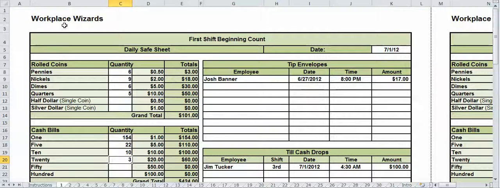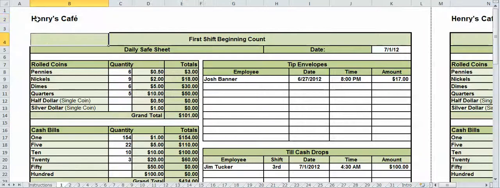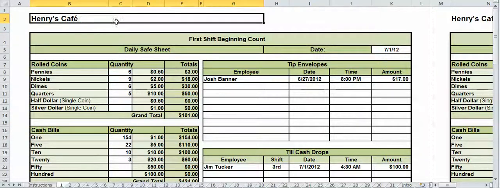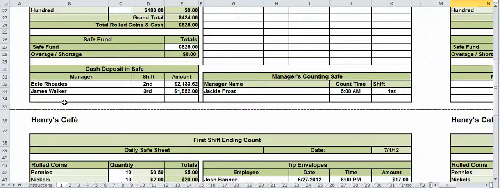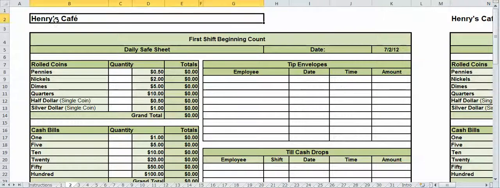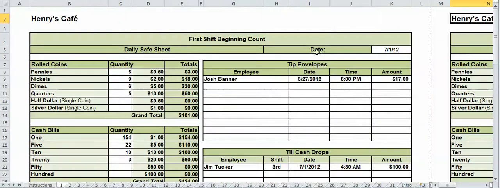So this shows you the Workplace Wizards name up here. So let's say your restaurant's name is Henry's Cafe. Whatever your cafe is, or whatever your restaurant's name is, you can put it in up here. Then you can see that it's automatically going to populate on each day there. It populates down below. And in addition, each day at the bottom, as you go through 1, 2, 3, you'll see it also populates there.